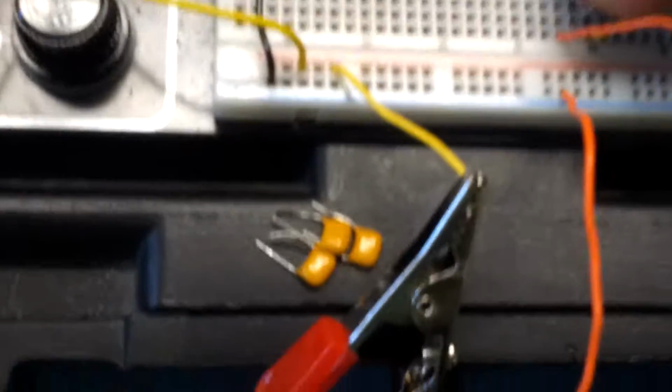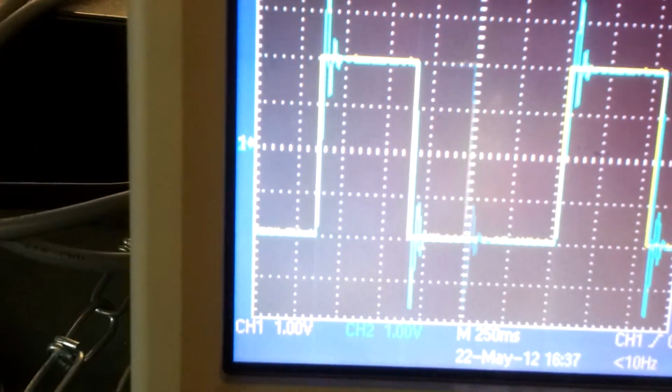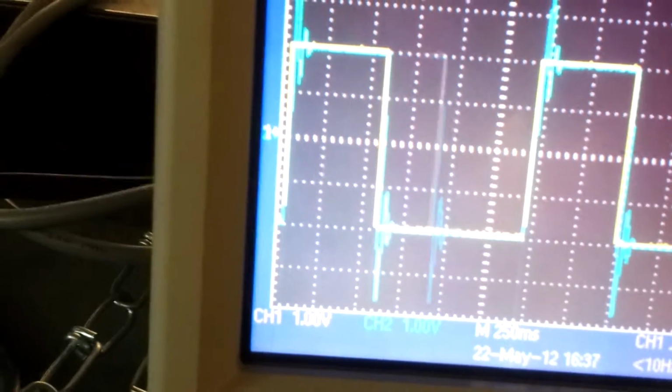If I want to increase the capacitance to 2, I have to put it in parallel with my circuit. Now if you look at it, it is oscillating by much less. It only has like 2 waves now.